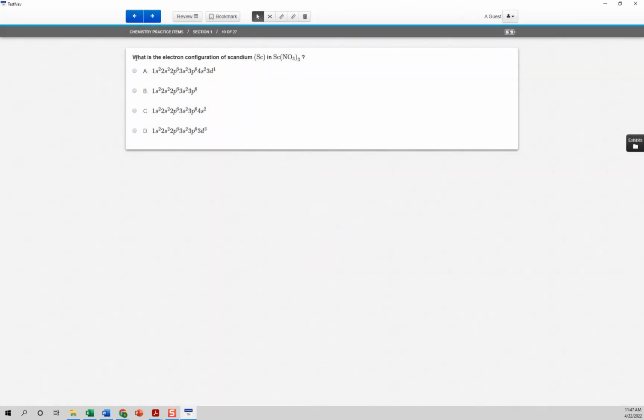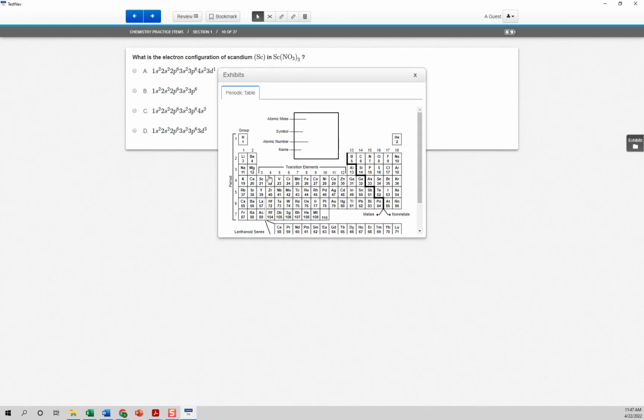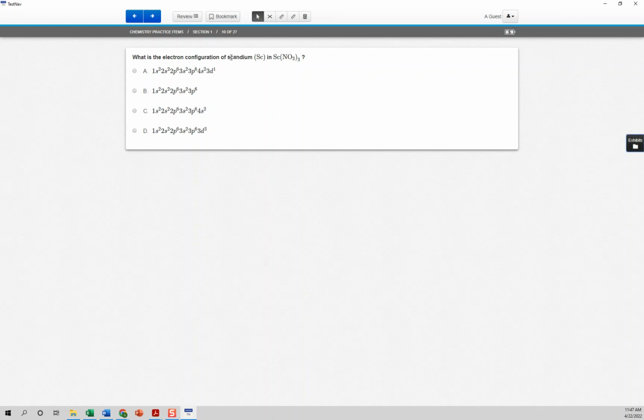All right, so this one, we gotta be careful, we gotta be really careful. So scandium, if we're finding the electron configuration for just scandium, let's say they didn't say anything about scandium in this compound. If we were looking for neutral scandium, we do 1s2, 2s2, 2p6, 3s2, 3p6, 4s2, and then we would stop at 3d1. All right. So this isn't the right answer for this question, but if they had just asked for scandium, this is the correct electron configuration for scandium.